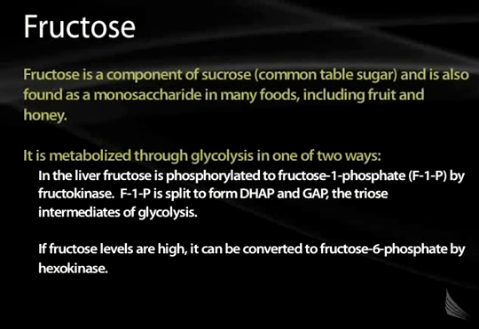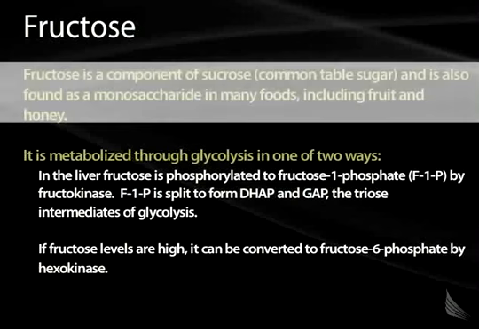Now, before we consider how glucose goes through this pathway, we need to consider a couple of other inputs into glycolysis. And these inputs come from the other monosaccharides that we may encounter in our diet. The first of these is fructose. Fructose is a component of sucrose, which is common table sugar, and it's also found as a monosaccharide in many of the foods we eat, including things like fruits and honey.